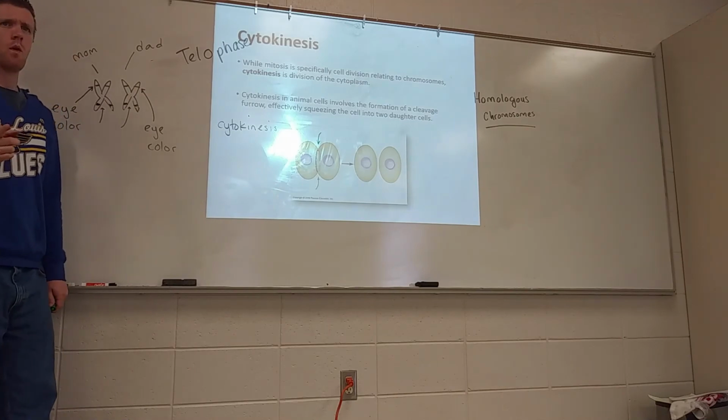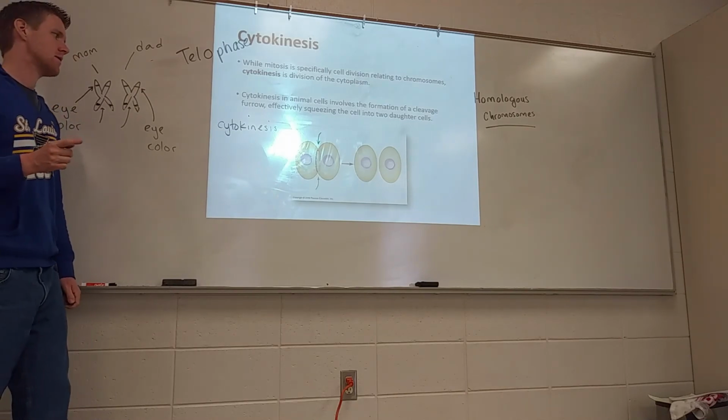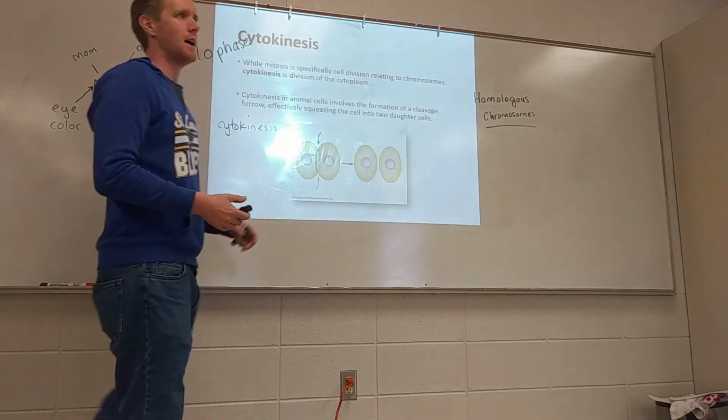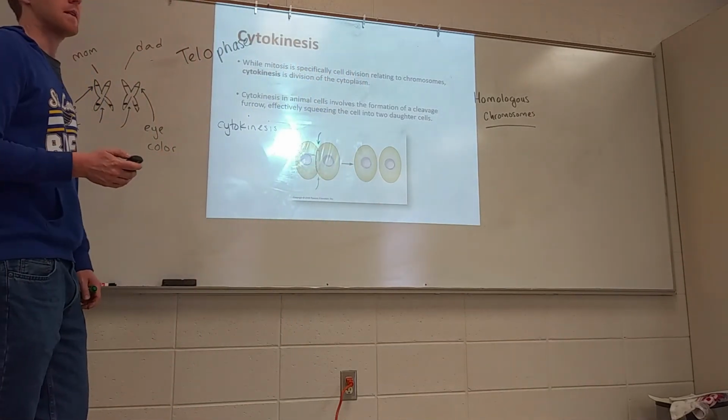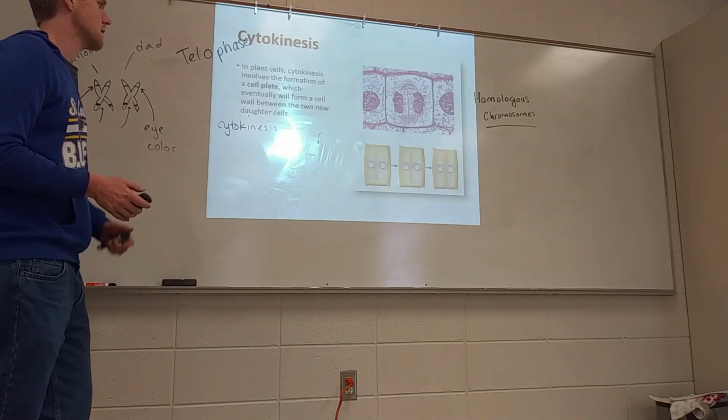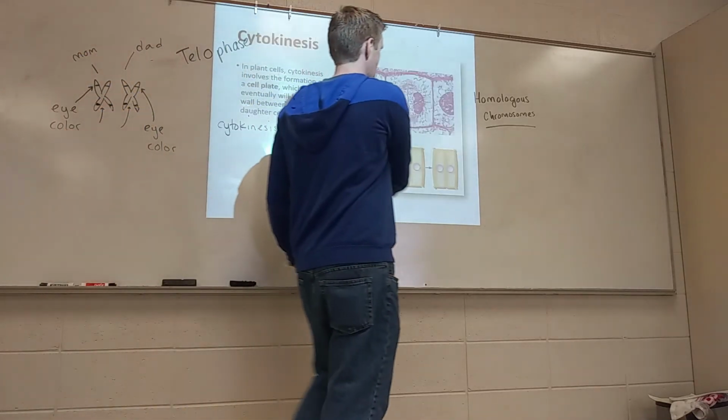Plant cells, that doesn't work very well for cytokinesis. They have a cell wall. So this cleavage furrow strategy is not going to cut it. So they have to do something different. In plant cells, they just build a new cell wall.